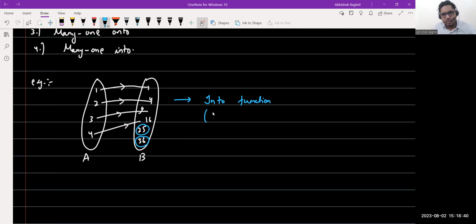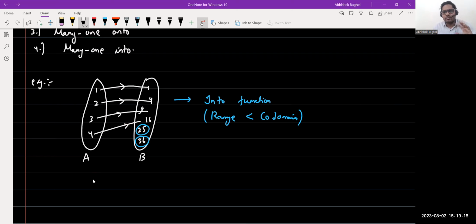Clear? And in case of an into function, range is always smaller than the codomain, because codomain is the whole side B, and the range is the set of elements of side B which get related. The definition of the into function says that if at least one element is unrelated inside B, then it is an into function. So range is always smaller than the codomain. And what if all the elements get related? In that case, we'll say this function is an onto function.